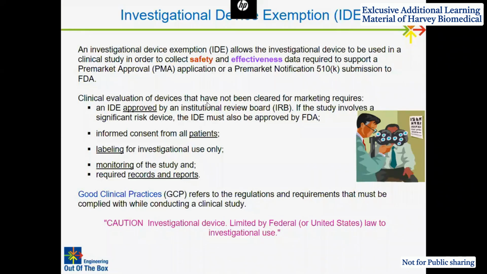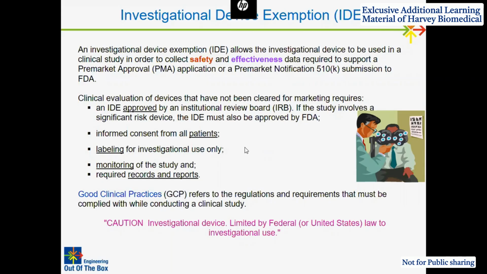Clinical evaluation of devices that have not been cleared for marketing requires an IDE approved by an institutional review board, IRB. If the study involves a significant risk device, the IDE must also be approved by the FDA. Whenever the IDE is approved by the institutional review board, the specific IDE should also be approved by the FDA. Informed consent from all patients. We have to take consent from all the patients whenever we are going to investigate a new device. Labeling for investigational use only.